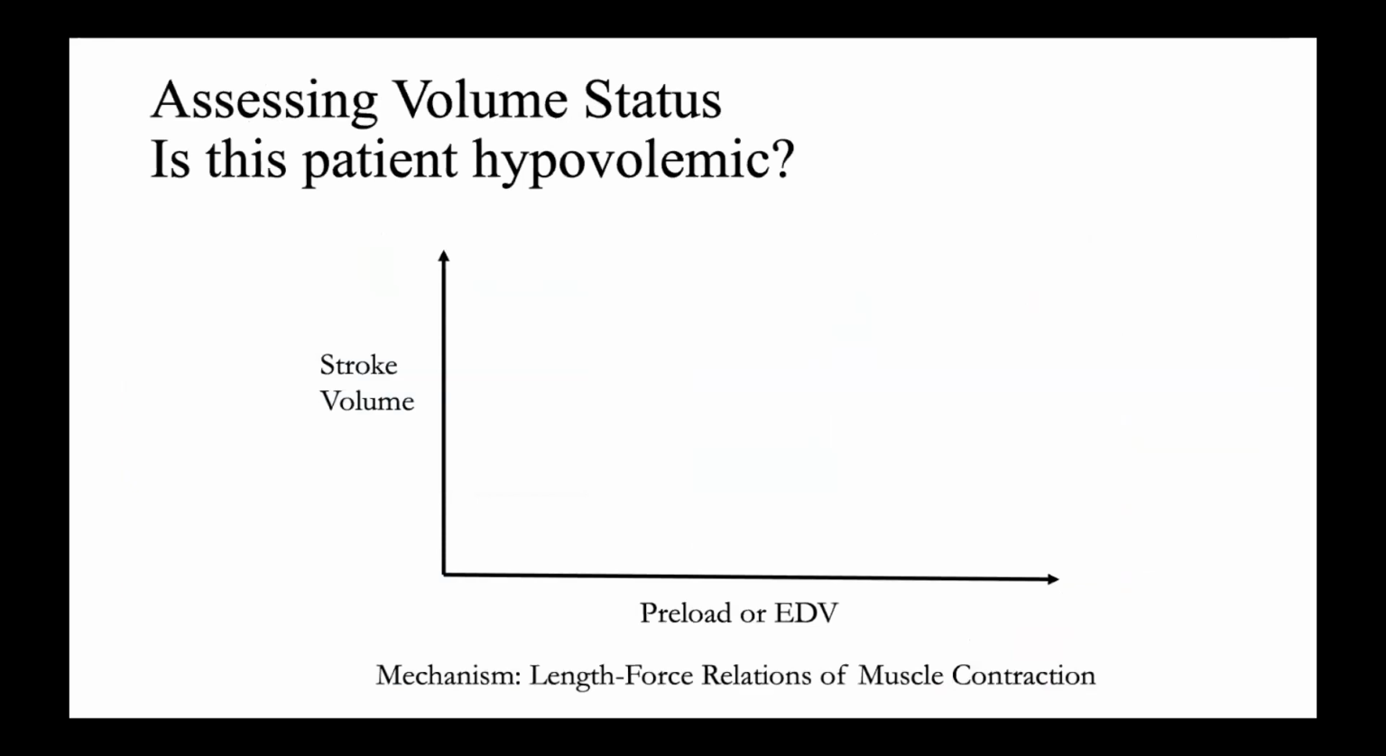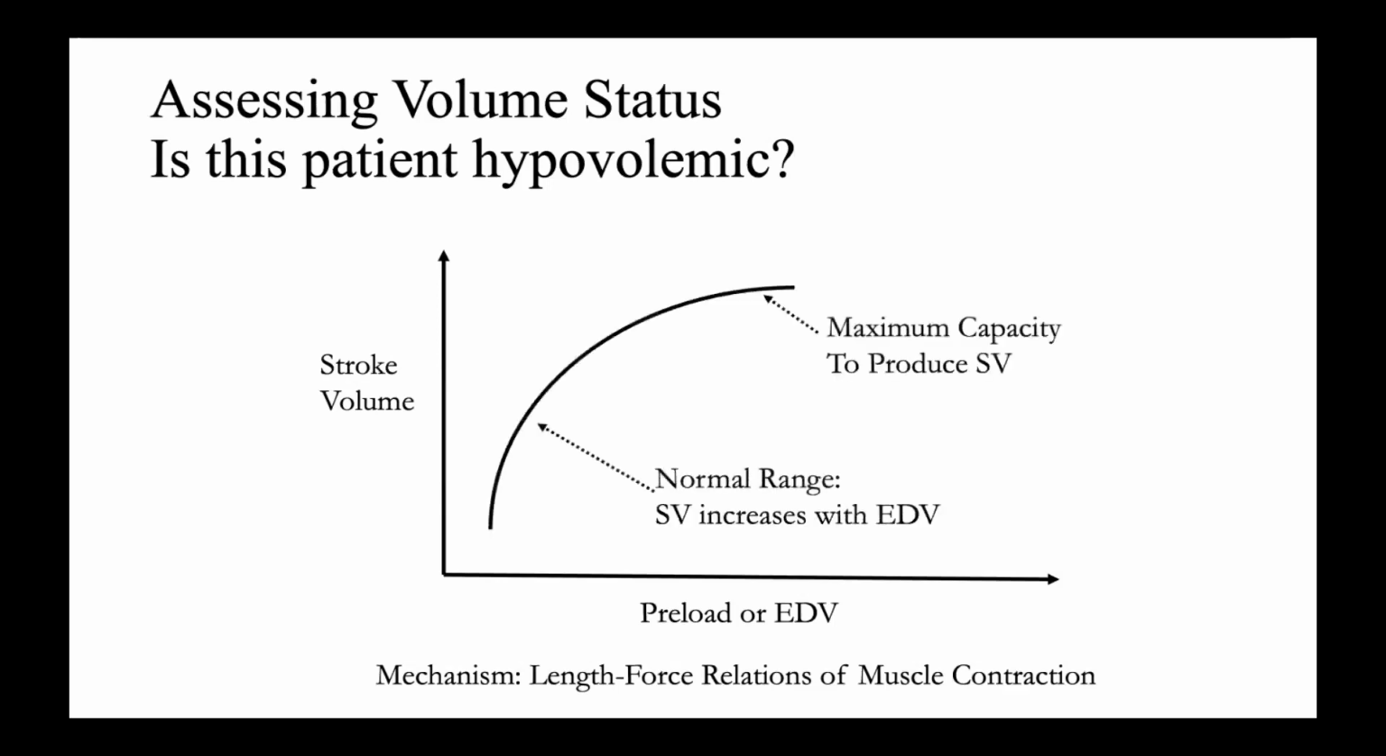We are all familiar with the Frank-Starling curve, which explains the length and force relationship of muscle contraction. Since the heart is a muscle, there is no reason why this should not apply to cardiac contraction. So on the x-axis, we have the preload or the end-diastolic volume. On the y-axis, we have the stroke volume. And when we draw the curve, the Frank-Starling law states that within physiological range, with increasing end-diastolic volume, the stroke volume will increase.